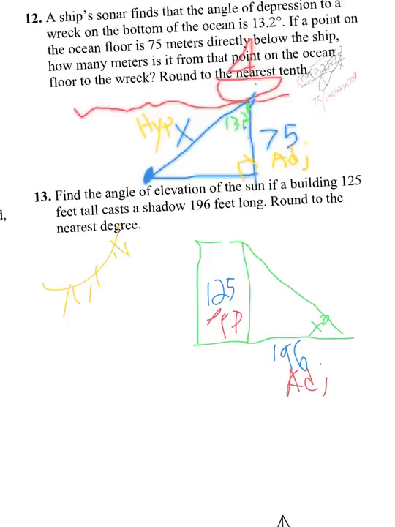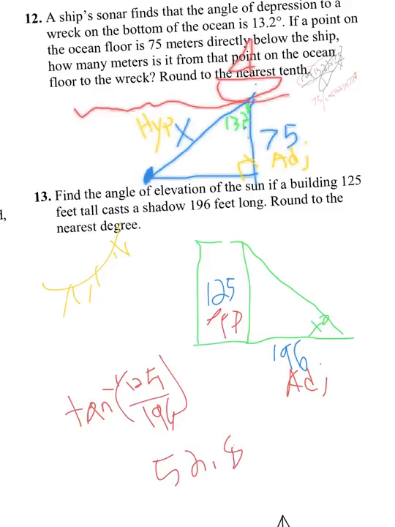So I'm going to do inverse tangent, TOA. I'm doing inverse because I know two sides and I'm looking for an angle. So inverse tangent, opposite over adjacent, 125 over 196. I get about 52.48 degrees. Alright.